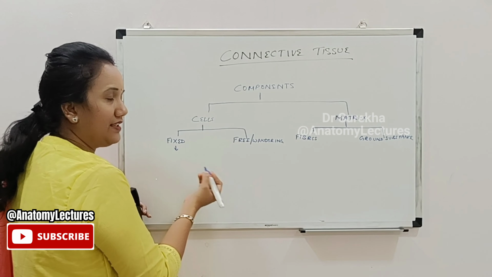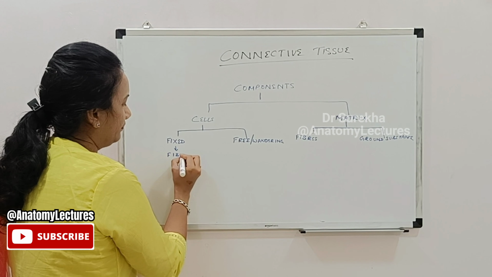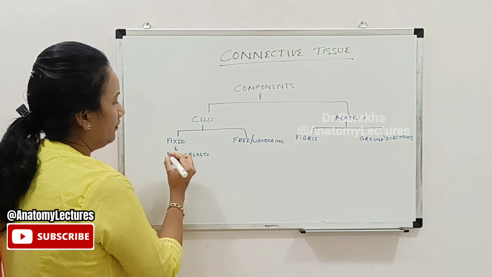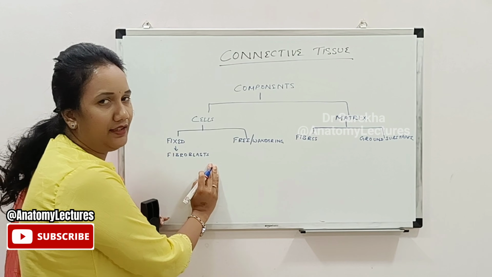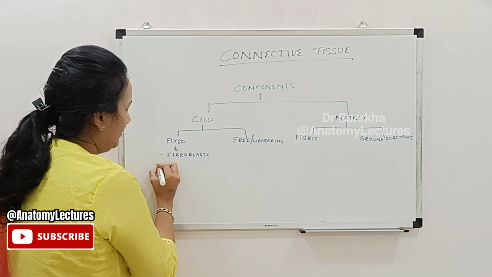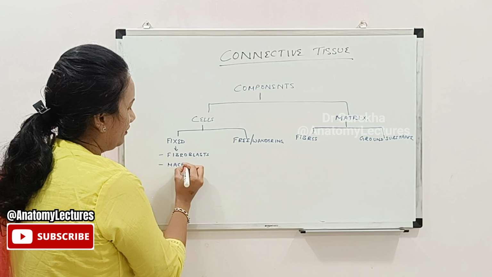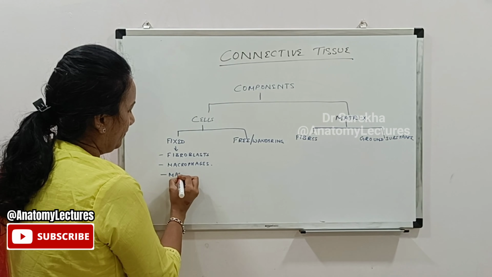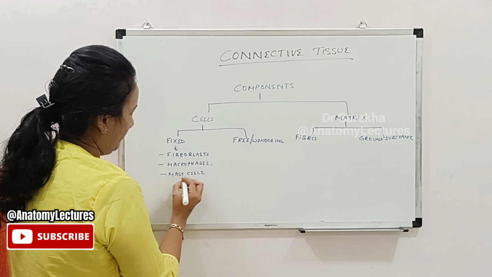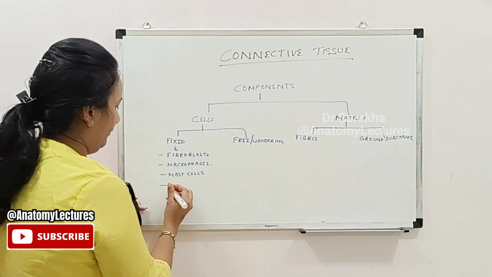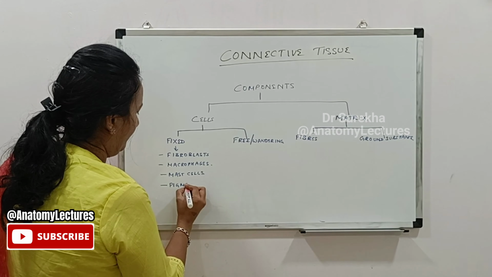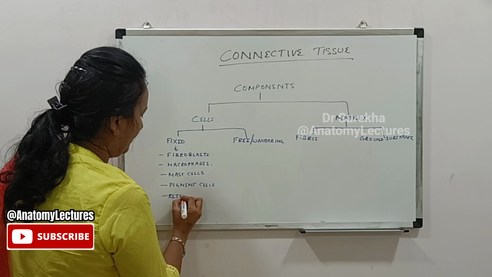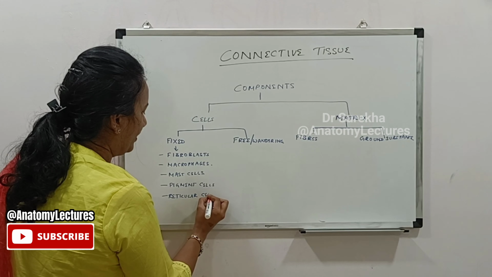So what will come under these fixed cells? The fibroblasts and the fibrocytes, of course. The inactive form of fibroblast is called a fibrocyte. So fibroblasts, macrophages, mast cells, the pigment cells, and the reticular cells. So these are the fixed cells.